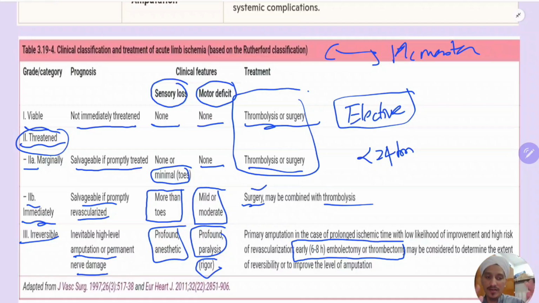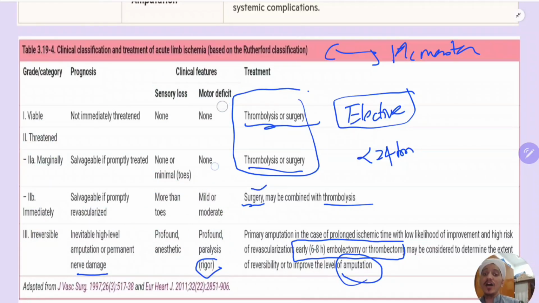It is definite that the total limb is not salvageable, but you can save some part of the limb by this. If some part of the limb is saved, then the extent of amputation will be reduced by this procedure. So this is an important concept you can remember in irreversible damage. You can do embolectomy and thrombectomy if possible and reassess the limb so that you can save some part of the limb. Then you will do amputation. Amputation is definitely done, but you can try this first.